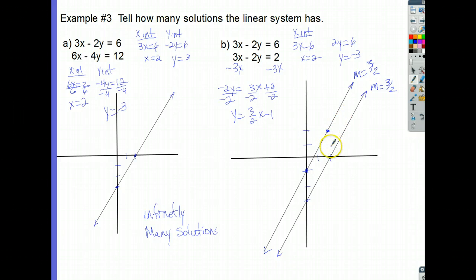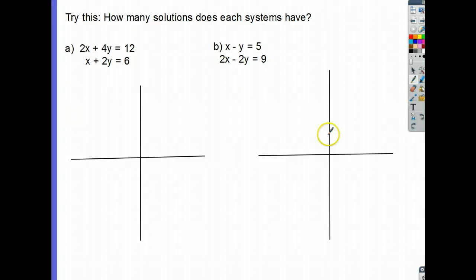What do we know about parallel lines? They never intersect. Well, we're looking for where the lines cross, or the points that they have in common. If they never cross, they're never going to have points in common, so this has no solution. Okay? So we can have infinitely many, we can have no solution, we can have one solution. All right, let's try one of these. Give you some time to do this.